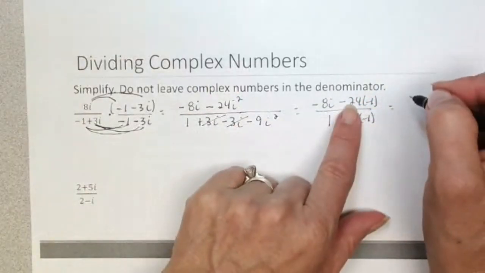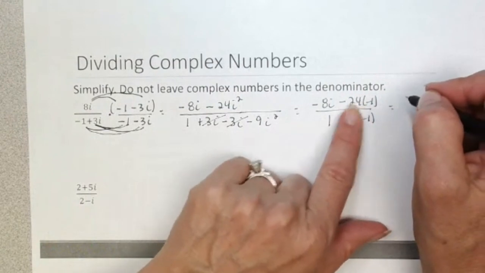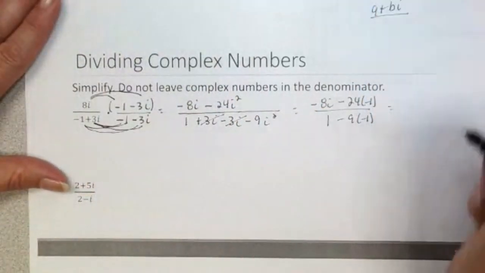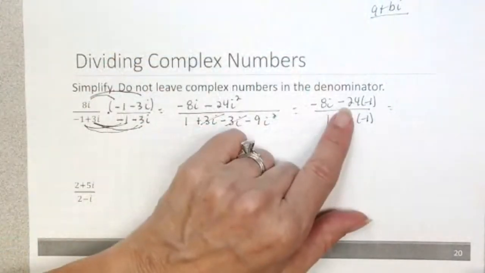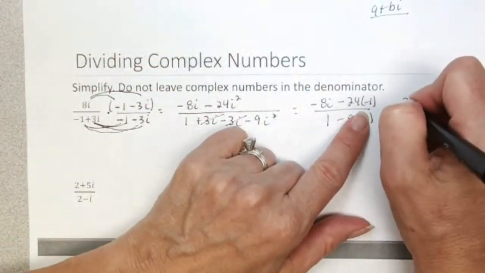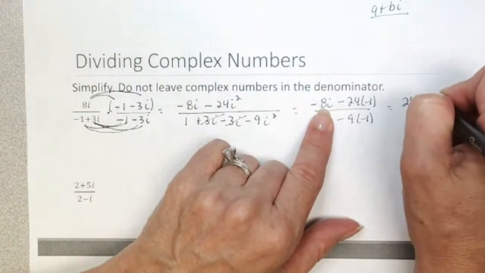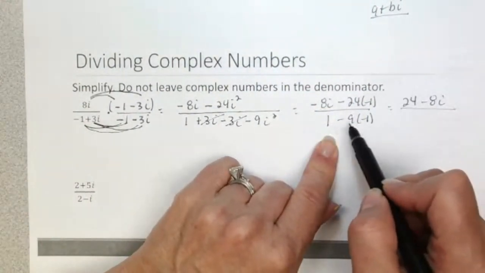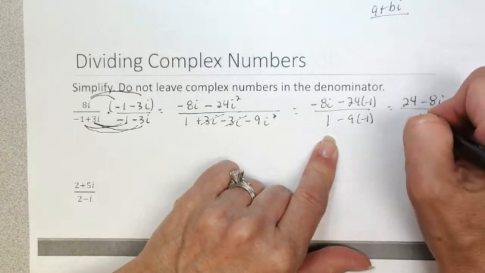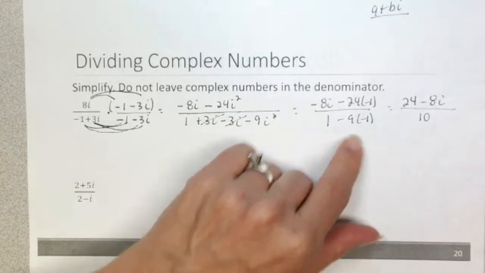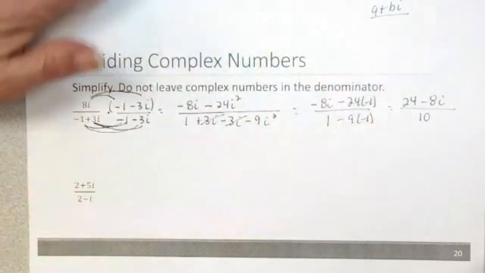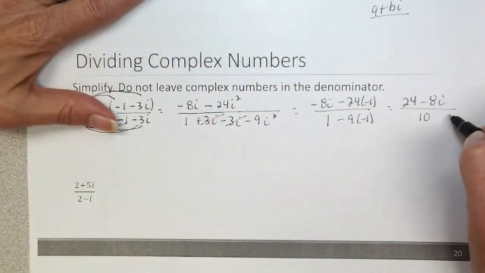Let's see. Negative 24 times -1 is positive 24. Remember, I need to have a plus bi form, so the real part comes first. So negative 24 times -1 is positive 24 minus 8i over 1 minus 9 times -1. That's 1 plus 9, or 10. All right. Now that is almost all simplified. There's no imaginary numbers in the denominator.